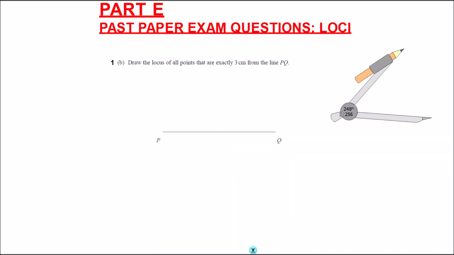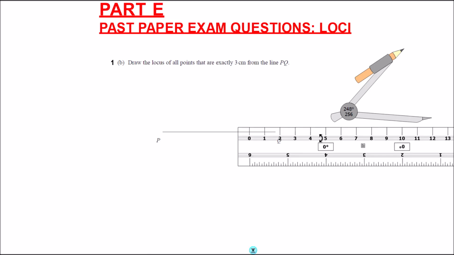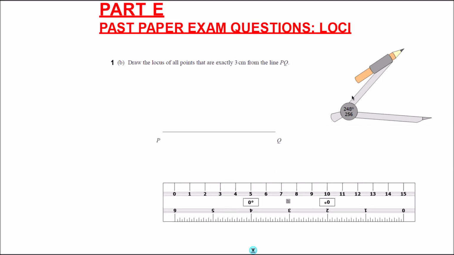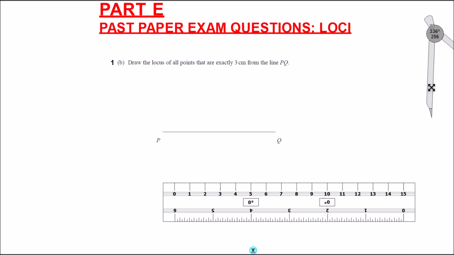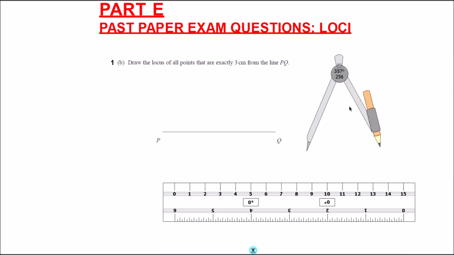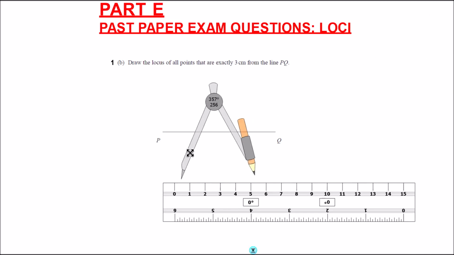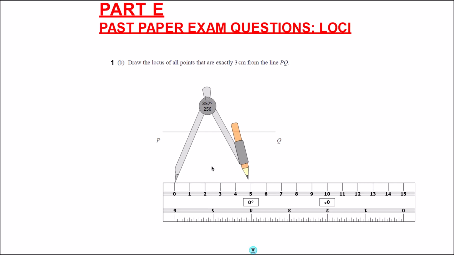Now for part B, we need to draw the location, locus just means location, of all points that are exactly 3 centimeters from the line PQ. And so what we'll need for this one is a ruler, and we're going to need to measure 3 centimeters width on our compass. So let's get our compass here and measure a width of 3 centimeters along it.